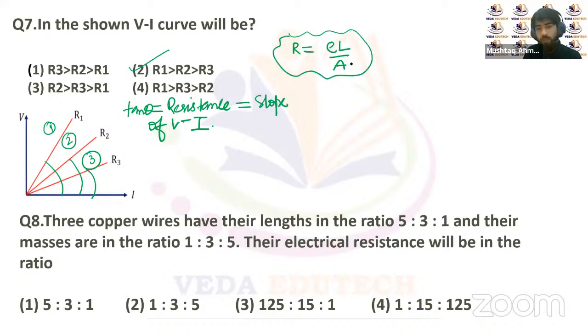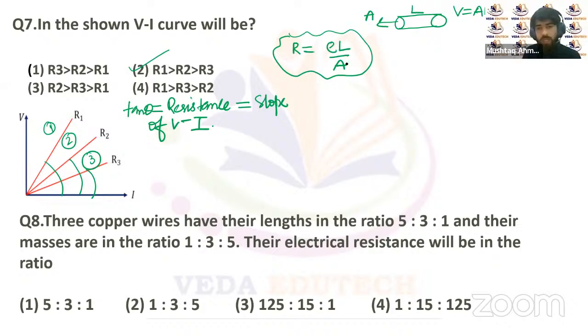Now how can we get a mass term in this equation? If this is the cylindrical conductor of area of cross section A and length L, then the volume of this conductor will be given as A into L, area of cross section multiplied by the length.